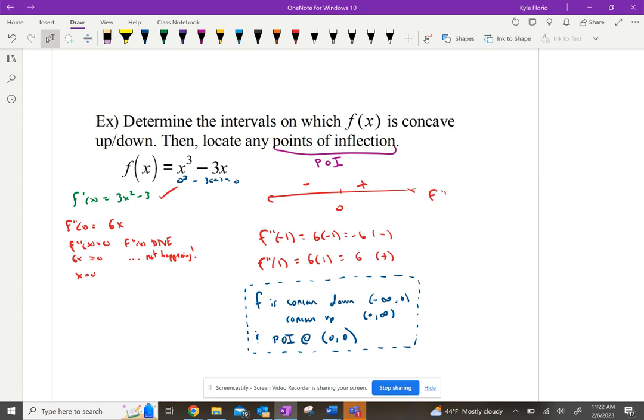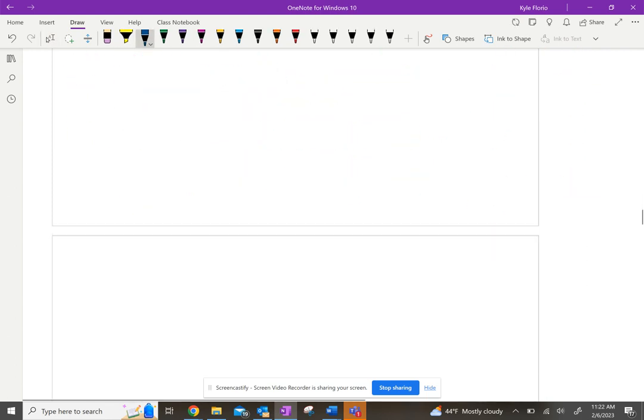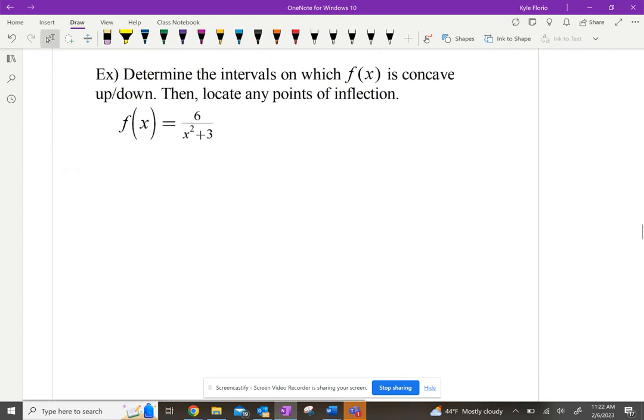By the way, this is a cubic. It's probably going to look something like this. At 0, 0 is where that point of inflection happens. And it's concave down and concave up. All right, last example. Determine where it's concave up and concave down and any points of inflection.